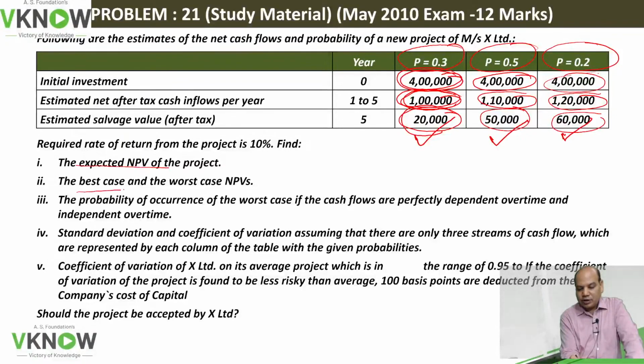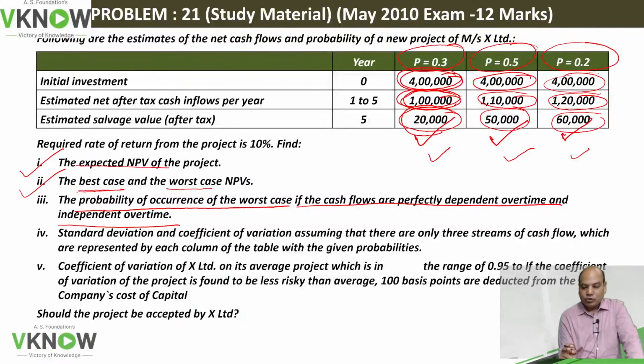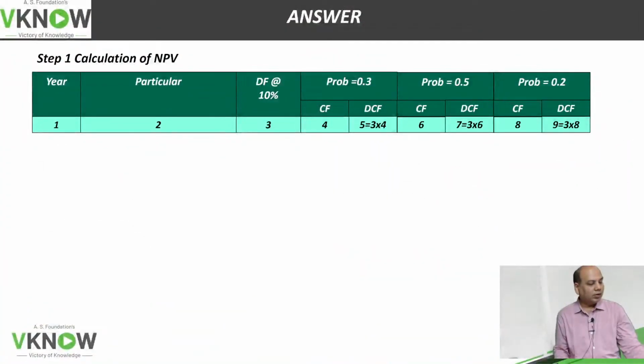Then the second question is very easy. Best NPV, worst NPV. So we have 3 NPVs with us. The lowest one is the worst and the highest NPV is the best case. And then probability of occurrence of worst case. If cash flows are perfectly dependent over time and perfectly independent over time, so that I will explain later. First let us complete part 1 and part 2, which are very easy. This question was asked in May 2010 exam for 12 marks. Can you believe that? So one by one we'll solve and then I will explain further.